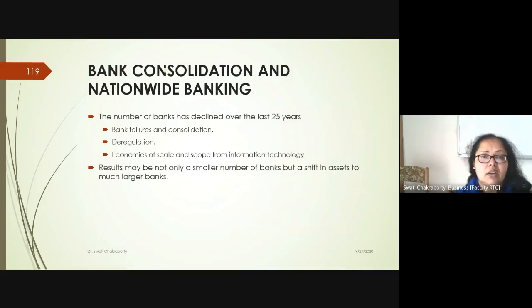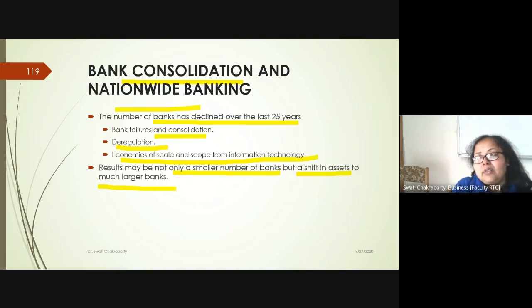All right. Bank consolidation and nationwide banking. The number of banks has declined over the last 25 years, with bank failures, consolidation, deregulation, and the economies of scale and scope of information technology. The result is maybe not only a smaller number of banks, but a shift of assets to much larger banks, right? Because people are now shifting to larger banks, small banks have gone down.